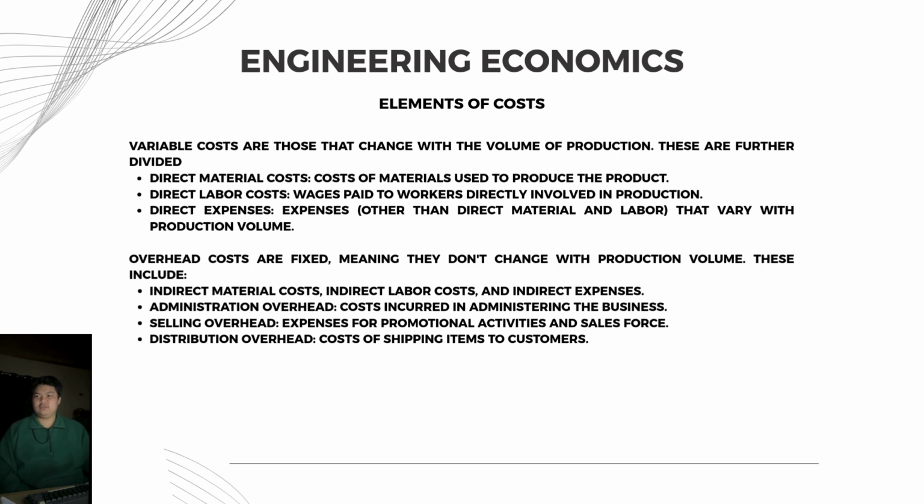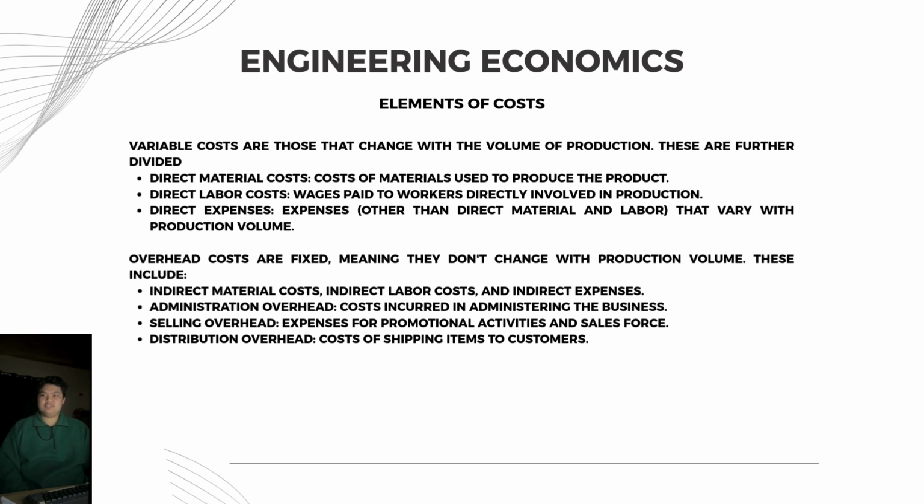Overhead costs are fixed, meaning they don't change with production volume. This includes indirect material costs, indirect labor cost, and indirect expenses. Administration overhead, costs incurred in administering the business. Selling overhead, expenses for promotional activities and sales force. And distribution overhead, cost of shipping items to customers.